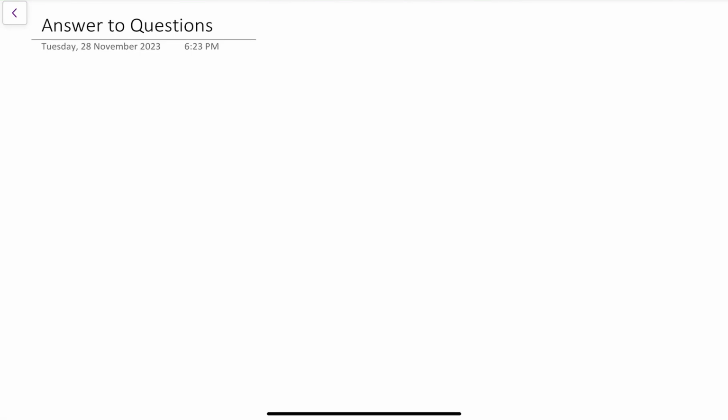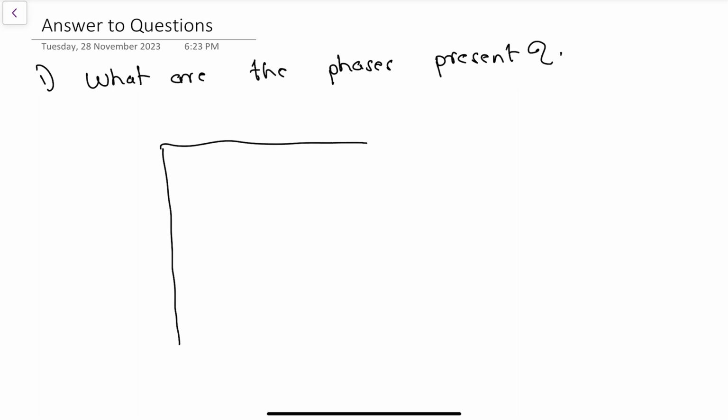We will try to answer the three questions we have raised earlier. So the three questions were, what are the phases present for a constitution point, for a given constitution point? So we will try to answer the first question and draw the phase diagram here.